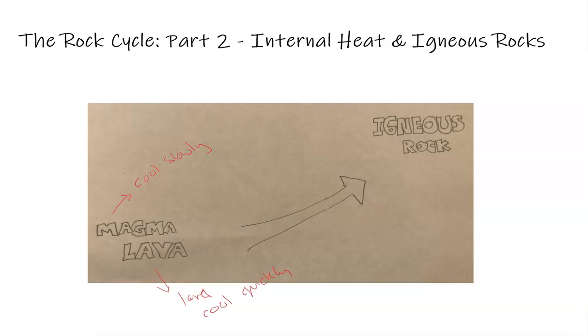Very suddenly. The magma could cool over the course of thousands of years, very slowly cooling down. The lava could cool in a matter of seconds. Depends on the eruption type and the amount of lava and the environment it comes into. So right there, with the speed of cooling, we have what's called crystallization.